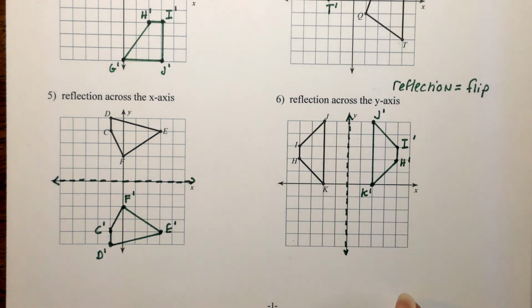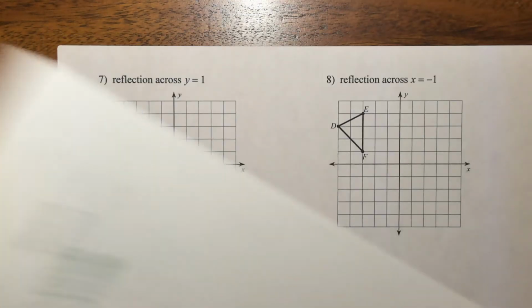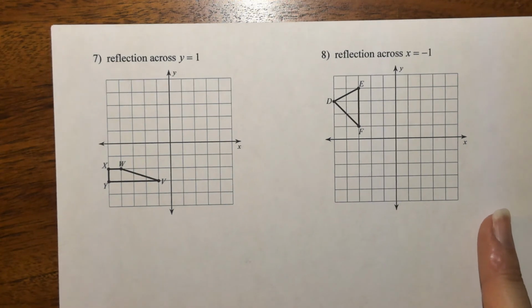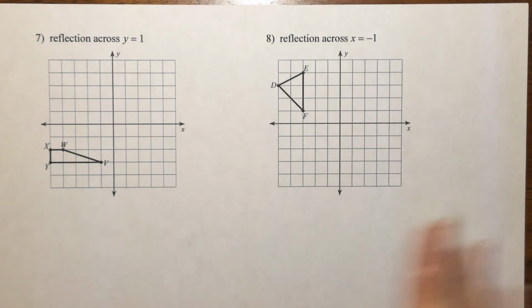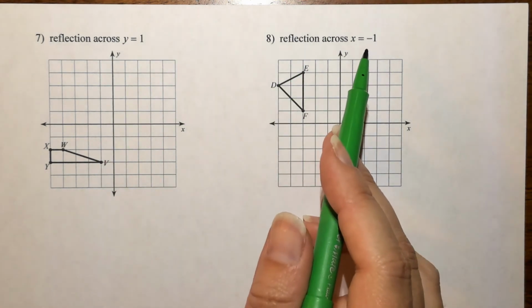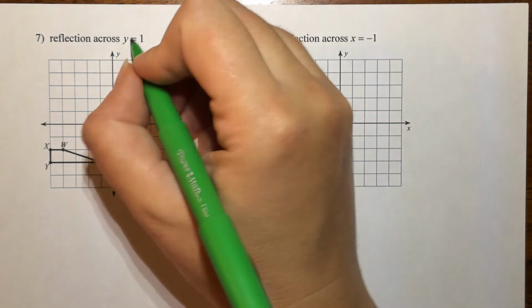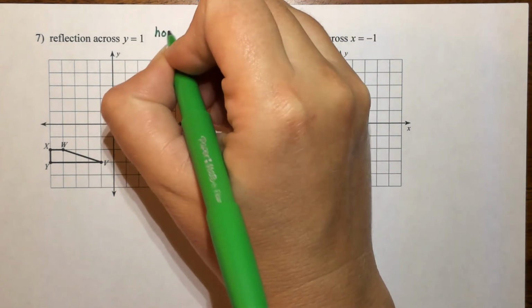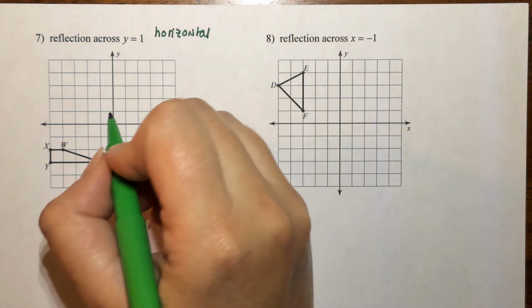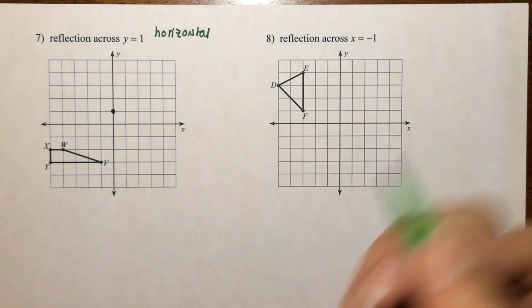Okay, we have two more, and these two involve our previous study of horizontal and vertical lines. So these are not the x-axis and y-axis. This is actually a horizontal line at 1 and a vertical line at -1. So just remember, y equals 1 is horizontal. And what you want to do is find the spot on the y-axis where y is 1.